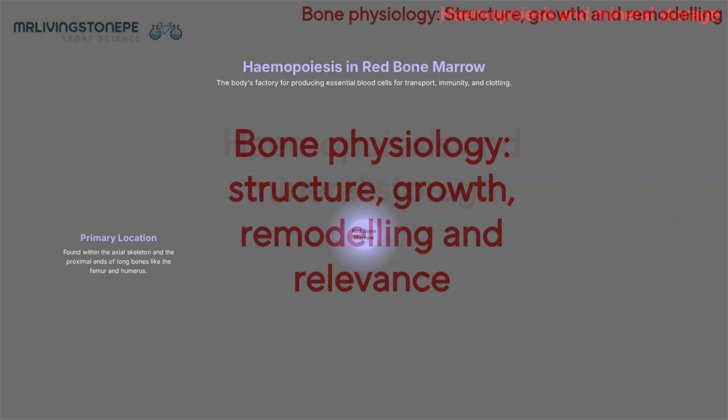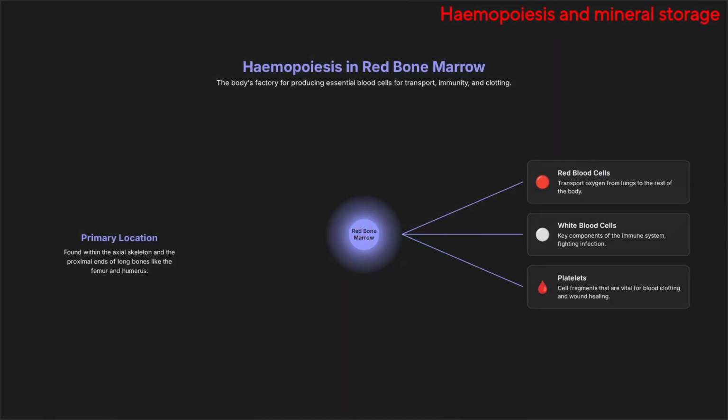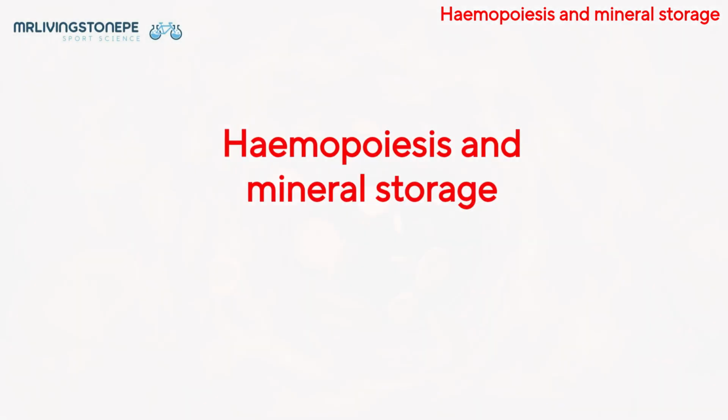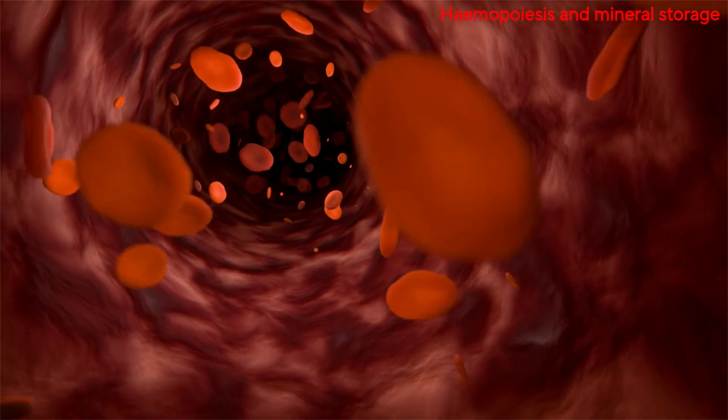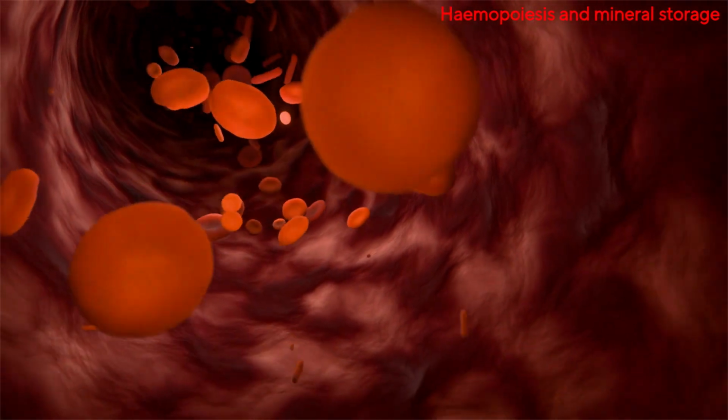Red bone marrow, primarily located within the axial skeleton and proximal ends of long bones, serves as the body's blood cell factory through haemopoiesis, producing red blood cells for oxygen transport, white blood cells for immune defense, and platelets for blood clotting.